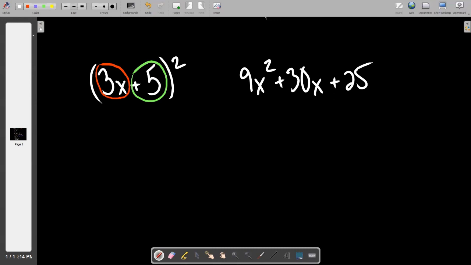So in case you were a little bit lost, when we took the red thing and squared it, that's where the 9x squared came from. When we took the green thing and squared it, that's where the 25 came from. And then when we did the mashup double, when you multiply red and green together, you, of course, get 15x. When you double it, you get 30x.